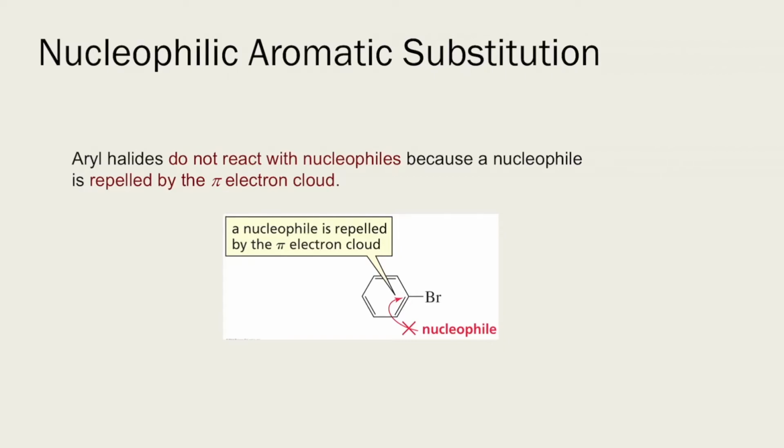The reason is the nucleophile is actually repelled by the pi electrons in the case of SN2, and in the case of SN1, it's not going to form a carbocation. It's not possible for it to form a carbocation. So for these reasons, the aryl halides do not undergo nucleophilic substitution reactions.